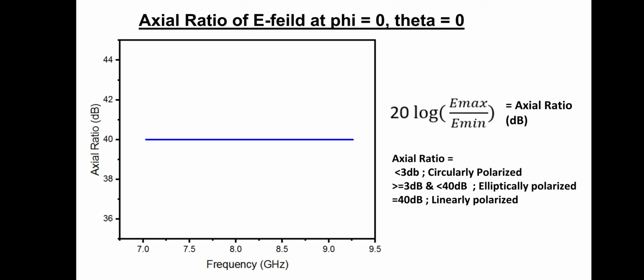The axial ratio of the electric field at phi equal to 0 and theta equal to 0 can be calculated as a straight line, which indicates whether it is circularly polarized, elliptically polarized or linearly polarized. By observing the axial ratio field, we can say it is clearly linearly polarized.